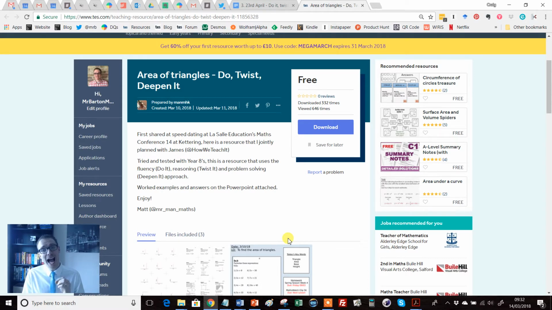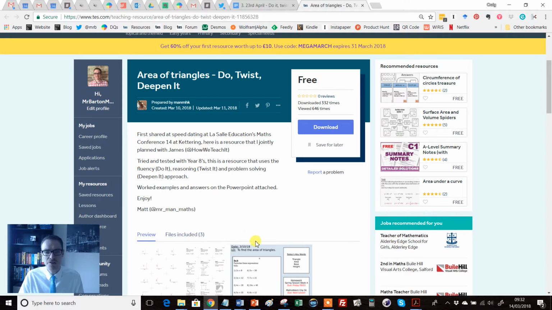Now, one of the ideas from speed dating that was doing the rounds back in March was this: do it, twist it, deepen it. And I am so happy that this idea has now found its way to TES via the author who's going by the name of MHK, because I think this is absolutely superb. So what does it involve?